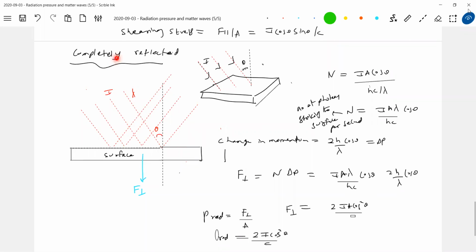So if a beam of light is incident at an angle theta and it is reflected, then we don't get F parallel. If it's completely reflected, there won't be F parallel. No shearing stress will be there with a perfect reflection. Now, I'm using the words completely reflected, not partially. With complete reflection, these conditions will come.